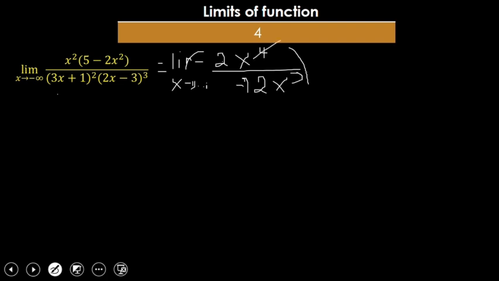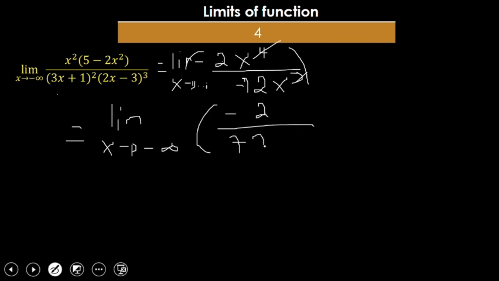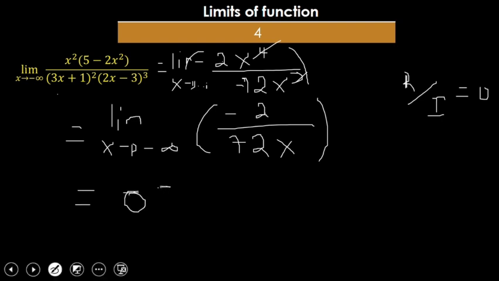This and this will cancel. You are going to be left with the limit as x tends to minus infinity of minus 2 all over 72x, and x tends to infinity. We know that a real number over infinity is equal to 0. That will be equal to, since you have minus here, no, we just have 0 to the positive, since it's minus and minus, because it will be minus 2 all over minus infinity. Okay, we have 0 to the positive.